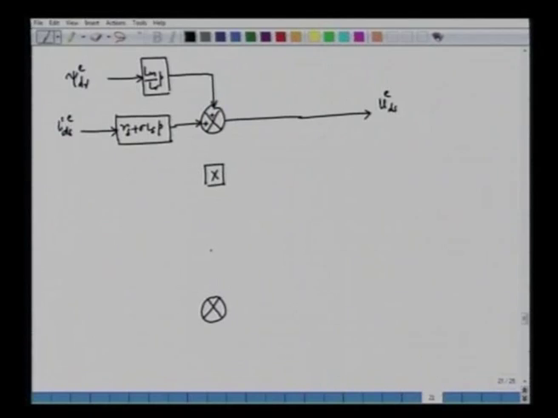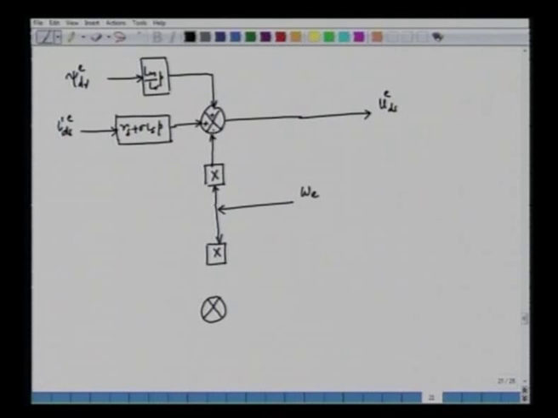We have another multiplier here, and what we are feeding in the multiplier, one of the variables is omega e. Omega e can be measured because omega e is the synchronous speed, which can be obtained by adding the rotor speed and the slip speed. Okay. So, this is fed here, and we have some gain block here, sigma into Ls, as per the previous equation.